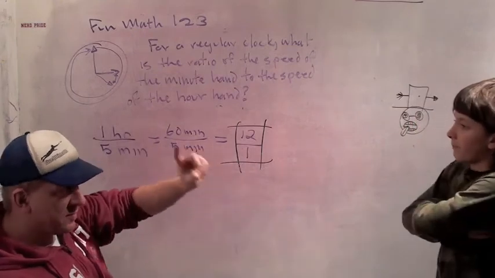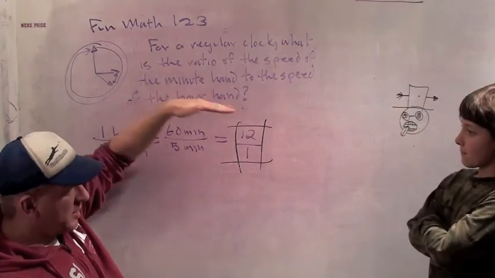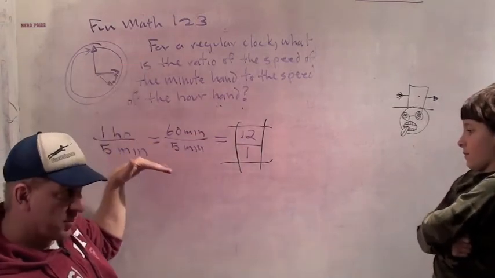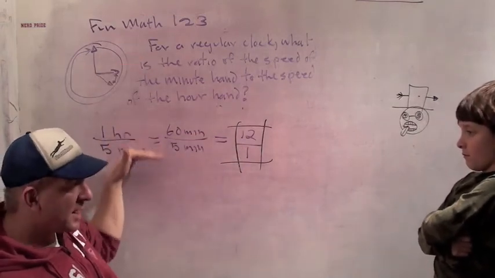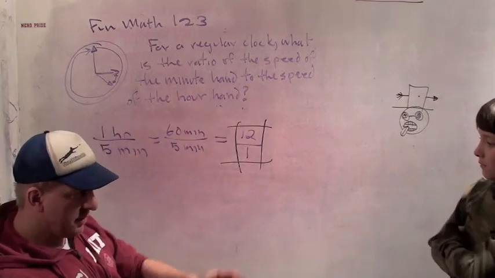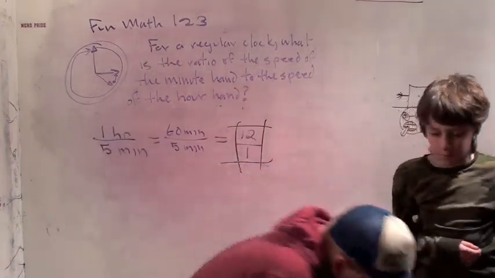So your solution was very, very good. You wrote down how many degrees it moved in a particular time versus how many degrees it moved in a particular time, and you calculated that ratio. And that ratio ended up being 12 to 1. Okay? All right, good job.